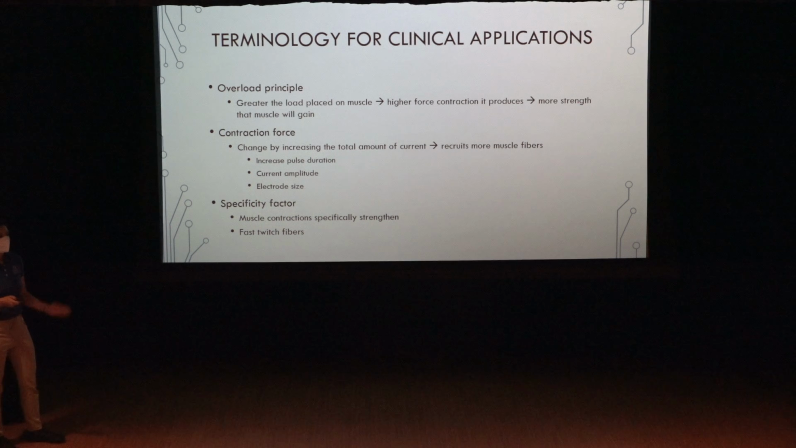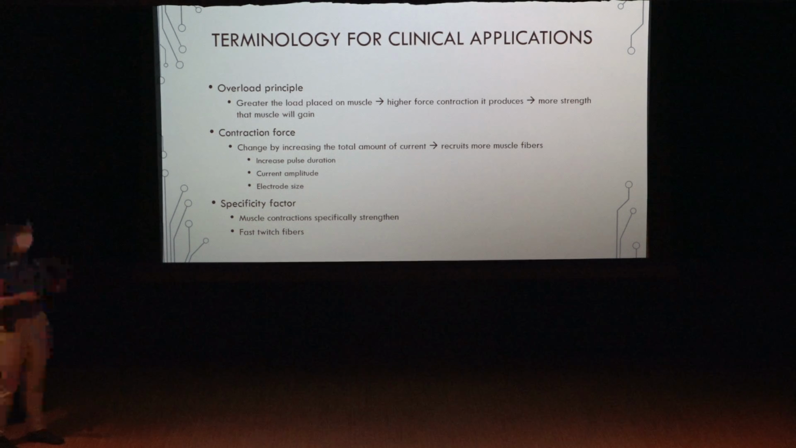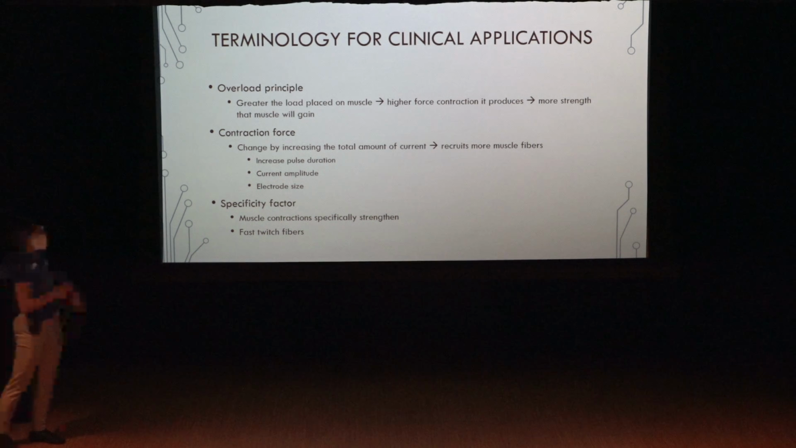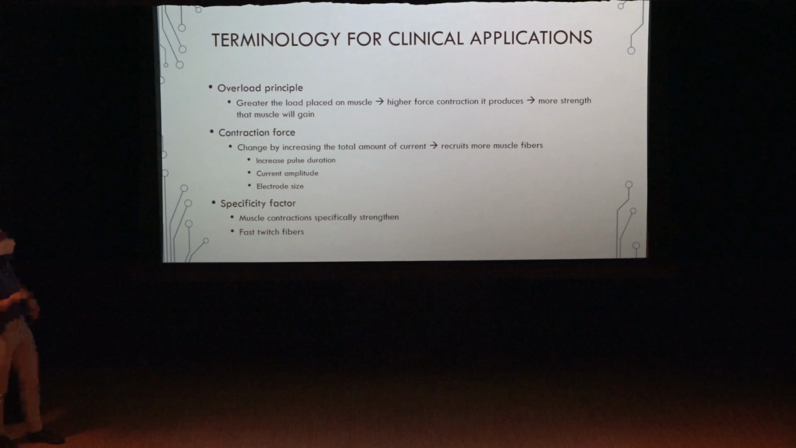Okay, overload principle: you apply more load, you gain more resistance, you gain more strength, basically. So it's an overload principle. We're trying to up the forced contraction, so we're trying to get the patient to be able to tolerate as much as they possibly can for the muscle contraction, within reason. So we're trying to increase that pulse duration, current amplitude, and electrode size when we're building strength.